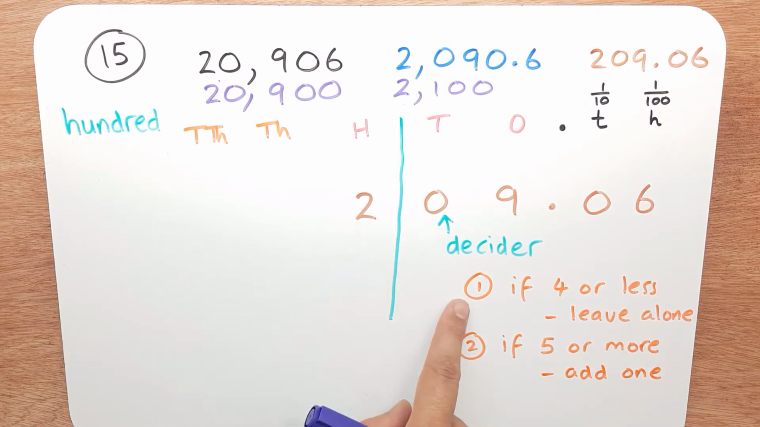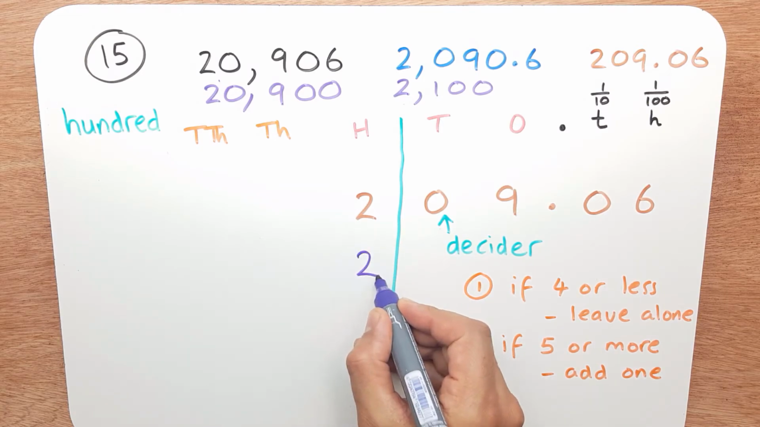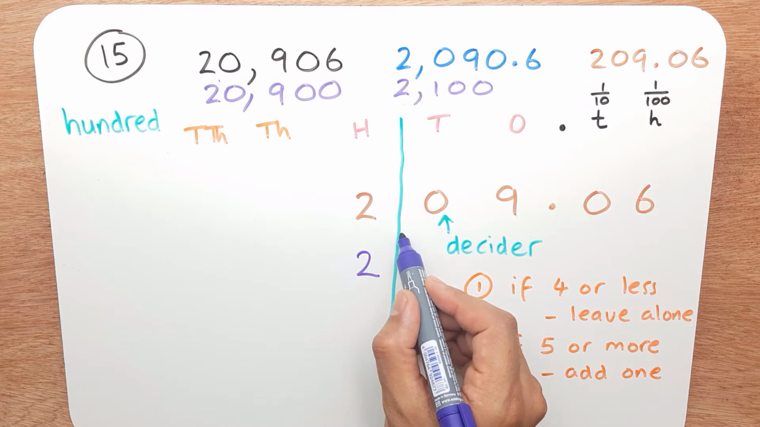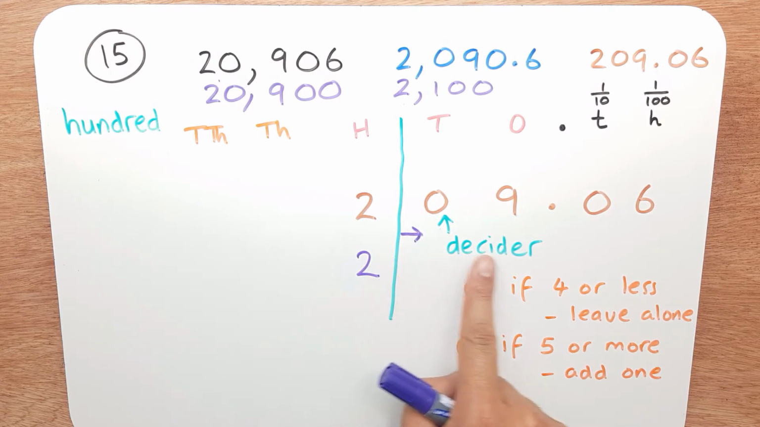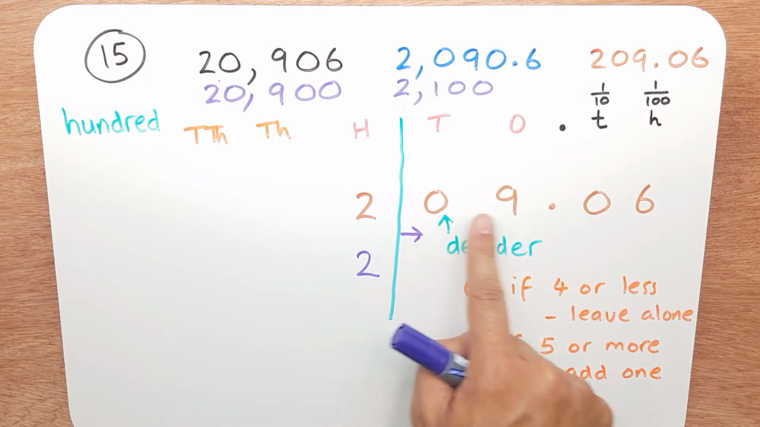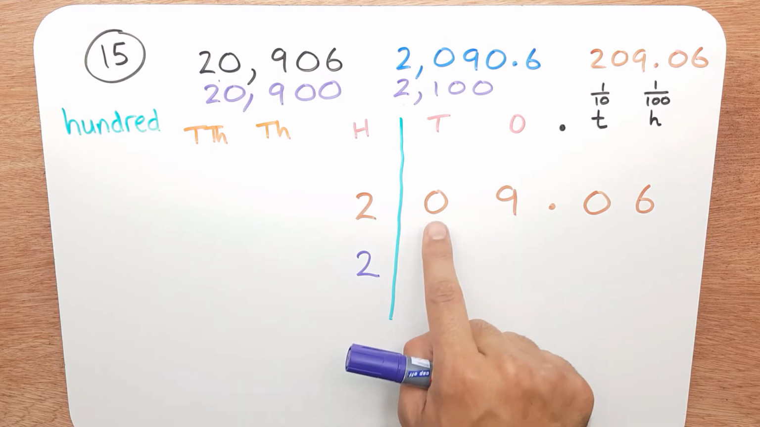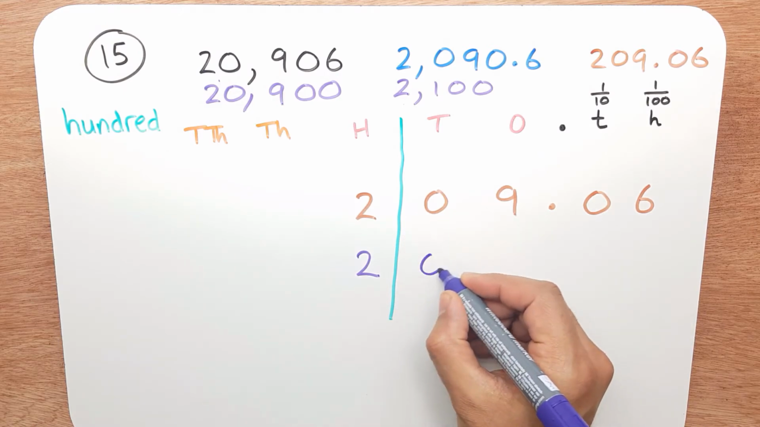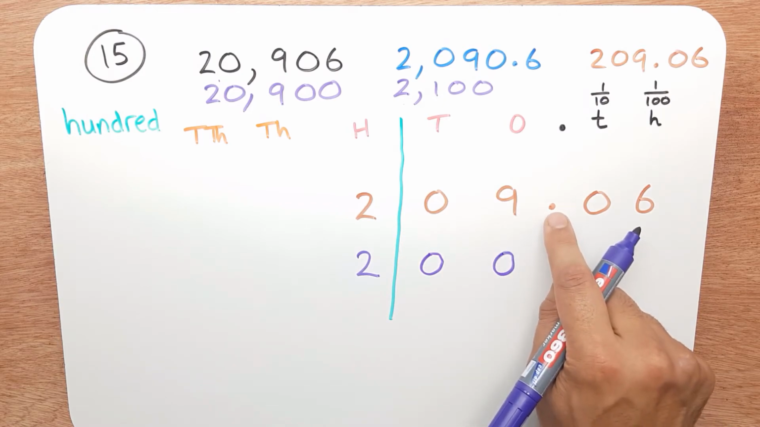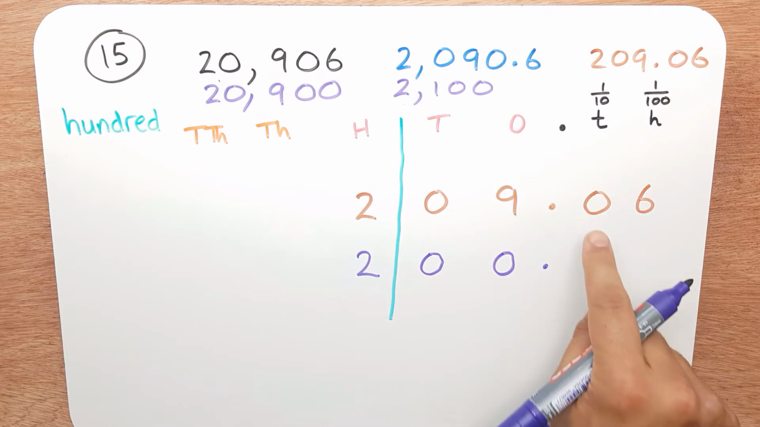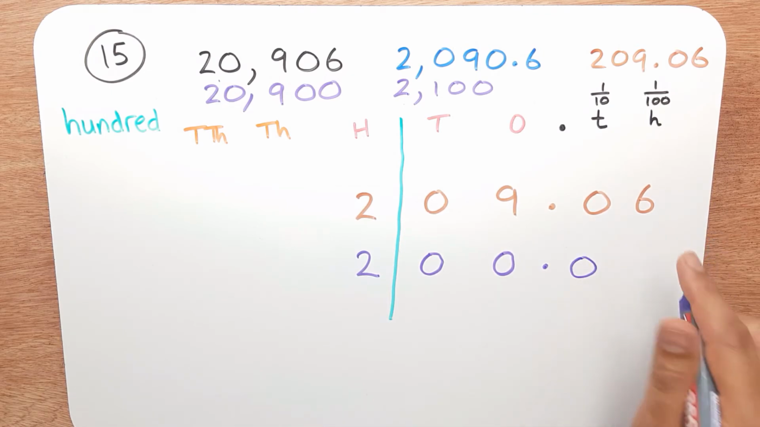So because that's part of the first rule, we leave this alone. So that stays as 2. Now, as before, all the numbers to the right of this line turn into a 0. So let's remove this. This 0 stays as 0. This 9 becomes a 0. This decimal point comes down here. This 0 stays as a 0. And finally, this 6 becomes a 0.